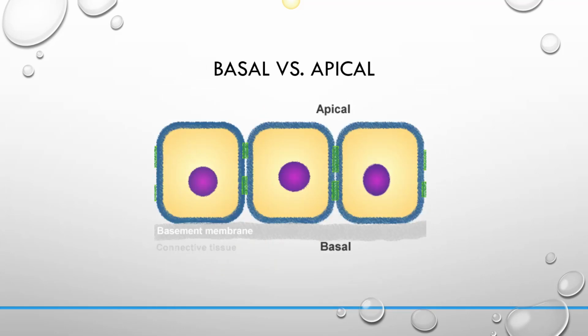Basal versus apical is really referring to tissues. So the apical surface is the more superficial surface, so this is toward the outside. So if we're talking about the skin, this would be the outermost surface of the skin, while the basal layer is the bottom part, or the deeper part, and that would be closer to the basement membrane, or the underside of the tissue.